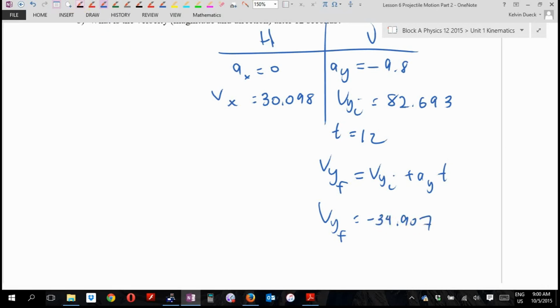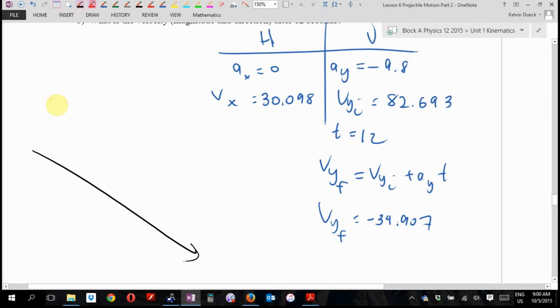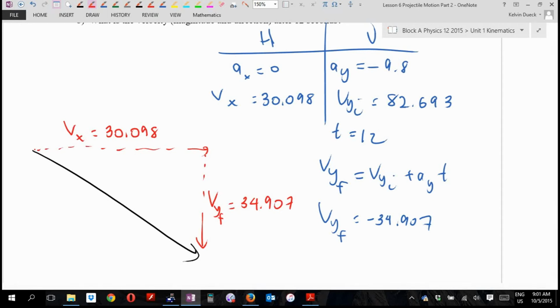Which means I think it's going to look like that. It's going down. Where this is going to be 30.098, and this is going to be 34.907. Mr. Dueck, isn't it negative? I've got the arrow pointing down. That contains the negative. I wouldn't take marks off if you put a negative, but I would argue, again, Quinn, technically, if you put a negative and down, negative down is technically up.